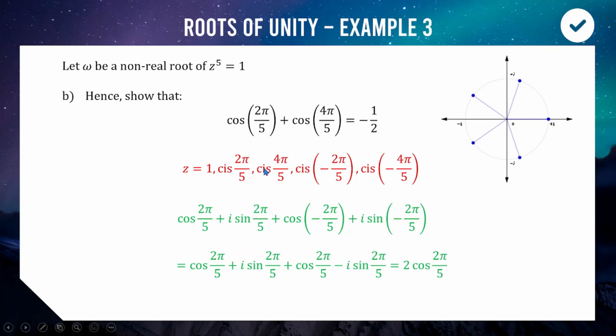Likewise, if we added cos i sine 4π/5 and cos i sine minus 4π/5, our simplified version would be 2 times cos 4π/5.